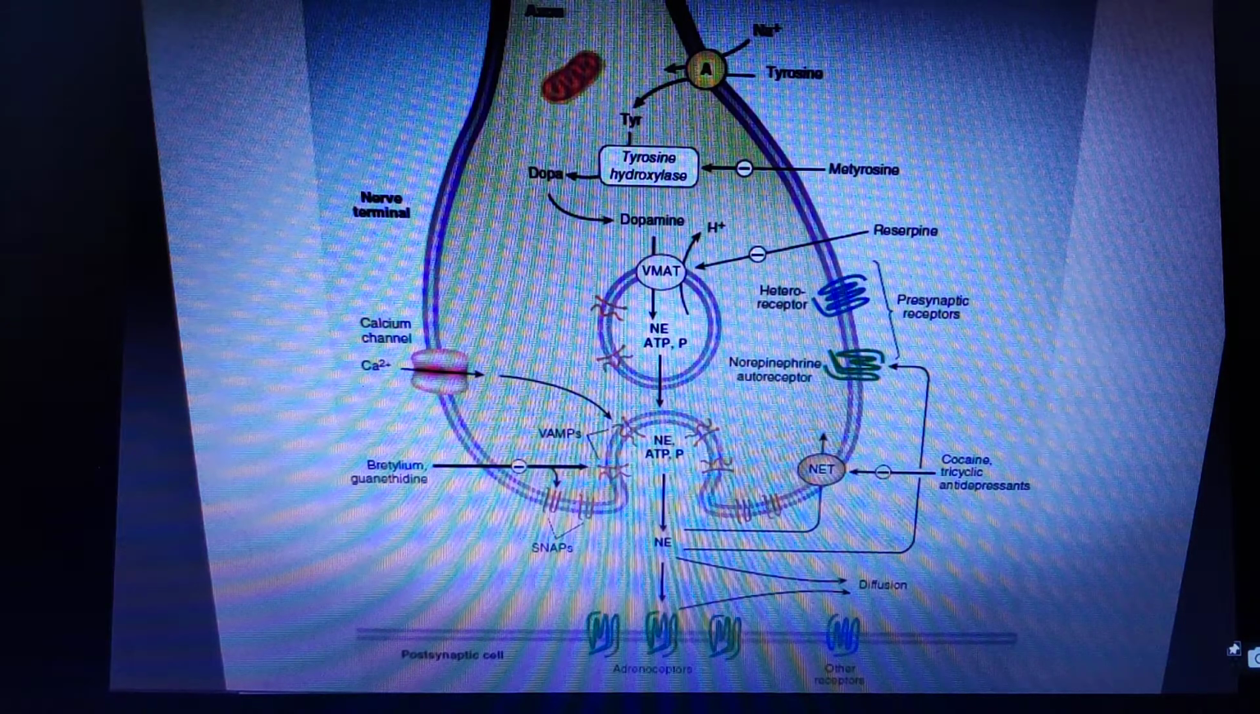So here we can see that the action of noradrenaline can be interfered with or modified by intervention at different levels. We will discuss these points in the subsequent slides.